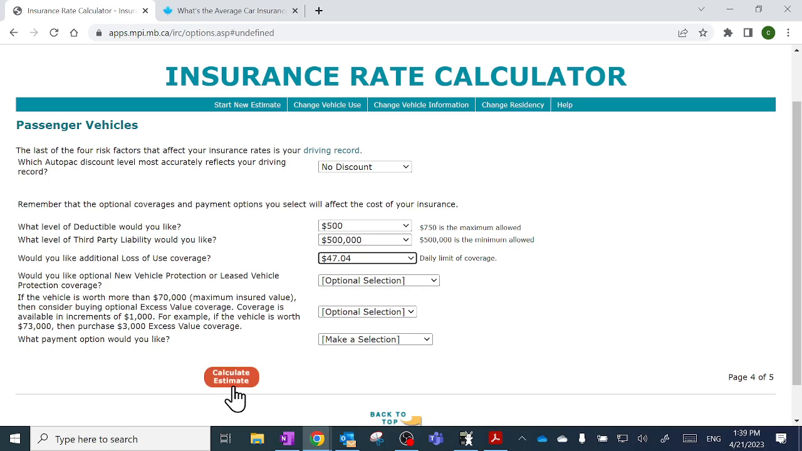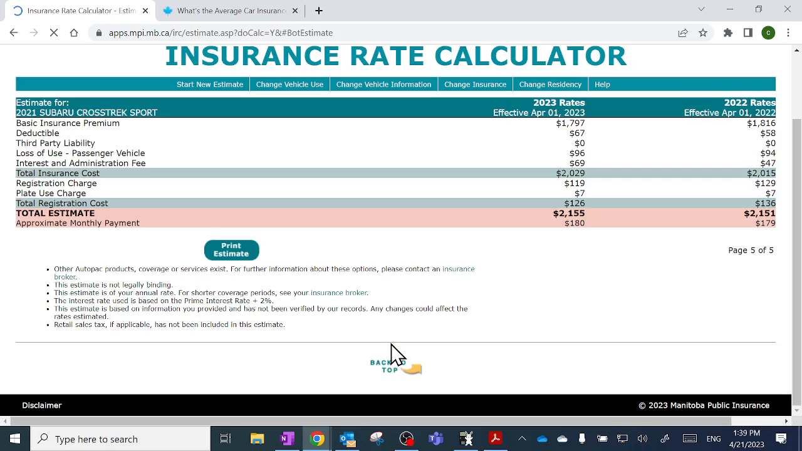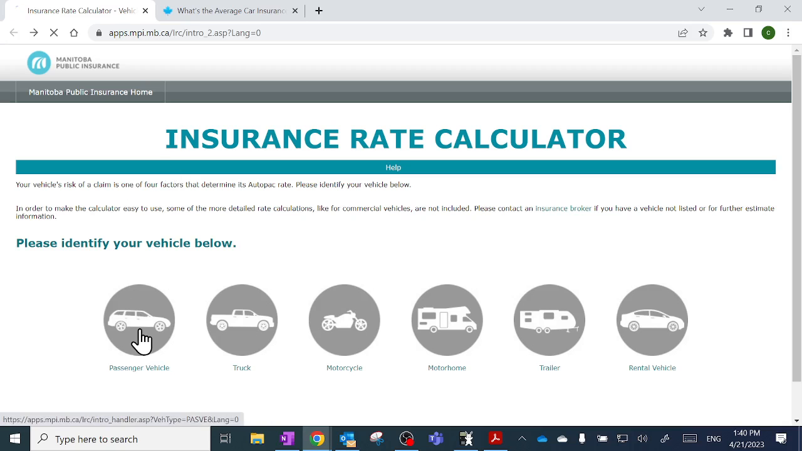So I'm going to say calculate, and I'm going to say I want to pay monthly. And there we go. That is $2,155 per year or $180 a month insurance. Okay, want to do one more? You want to do the Chevy Impala? All right, let's do the Chevy Impala.